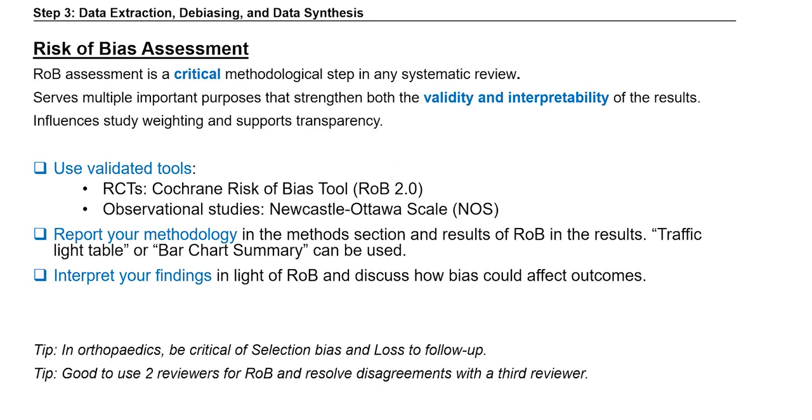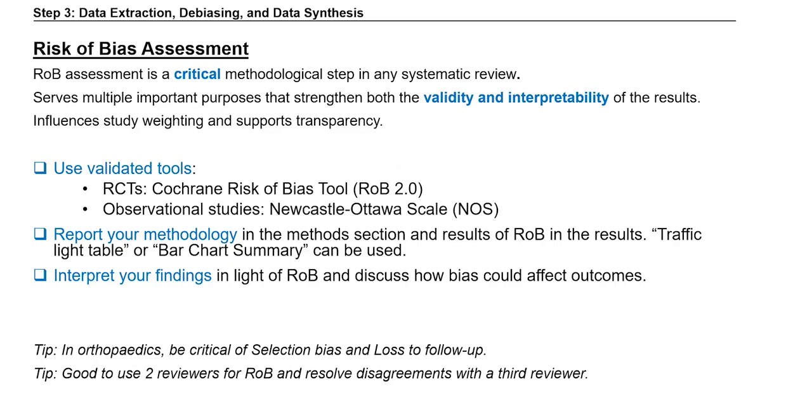Risk of bias. How to assess that? Risk of bias assessment is a critical methodological step in any systematic review. It serves multiple important purposes that strengthen both the validity and interpretability of the results, and it influences study weighting and supports transparency.